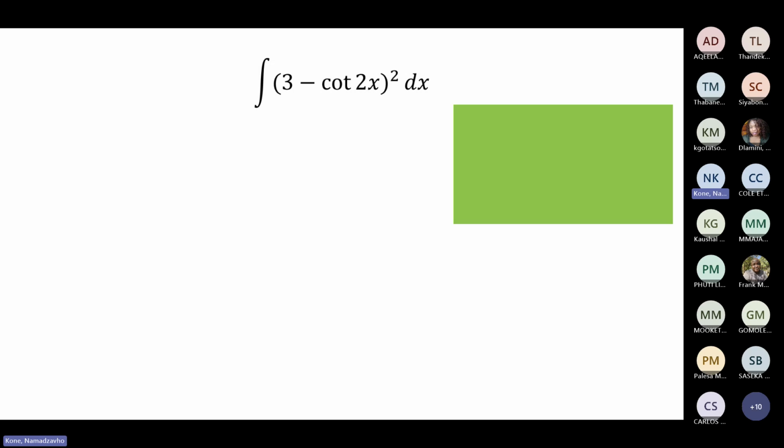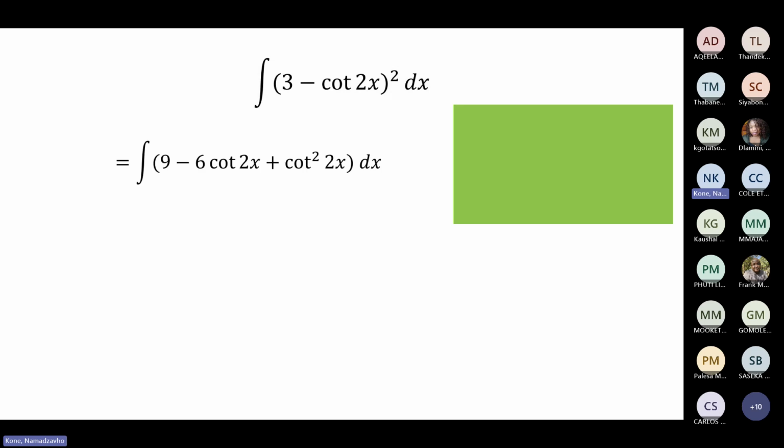So we have an integral of 3 minus cot of 2x, all of this in brackets squared dx. So naturally, we will want to first remove the bracket by multiplying 3 minus cot 2x by itself twice. And there are people that even at this stage will think that you can say 3 squared minus cot squared 2x. You can't do that. You are supposed to multiply the way you multiply binomials.